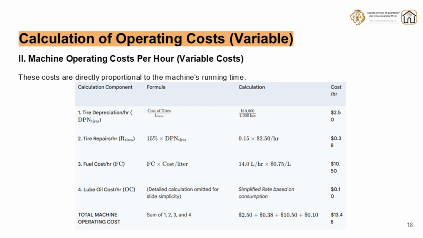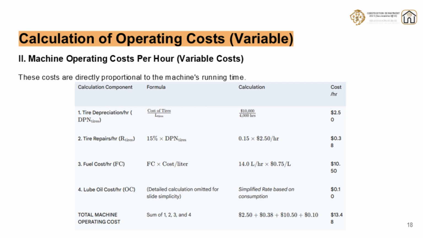The machine operating costs are variable and directly tied to the machine's running time. This calculation treats the tire costs separately. We calculate the hourly tire depreciation by dividing the tire cost by their life in hours, resulting in $2.50 per hour. Tire repair cost is 15% of this depreciation, or 38 cents per hour.